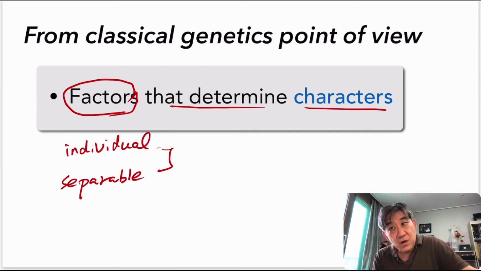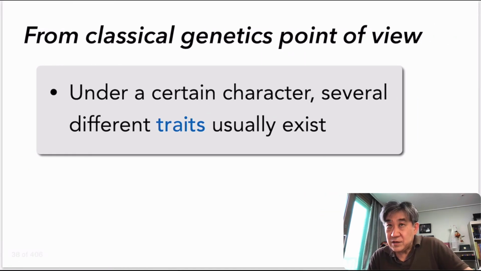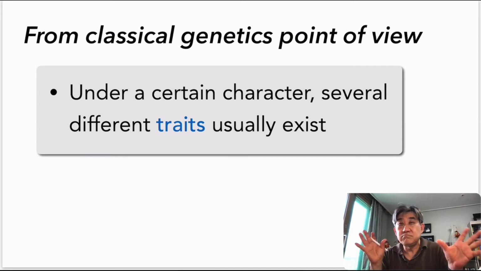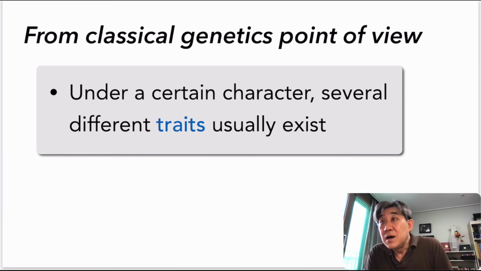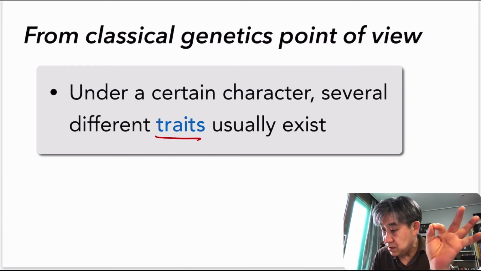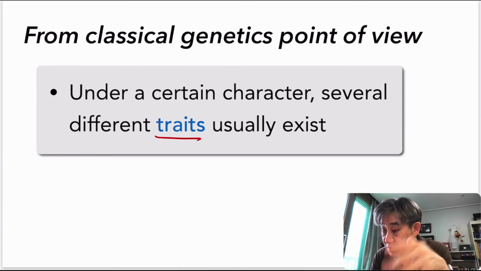Did I already go over the difference between character and trait earlier? I'm not really sure, I don't really remember, but I will do it again here. A character is some characteristic which we believe is determined by a particular gene. And under one such category of character, you can have several alternative versions of sub-characteristics that we call traits. So under a certain character defined by a gene, several different traits usually exist.